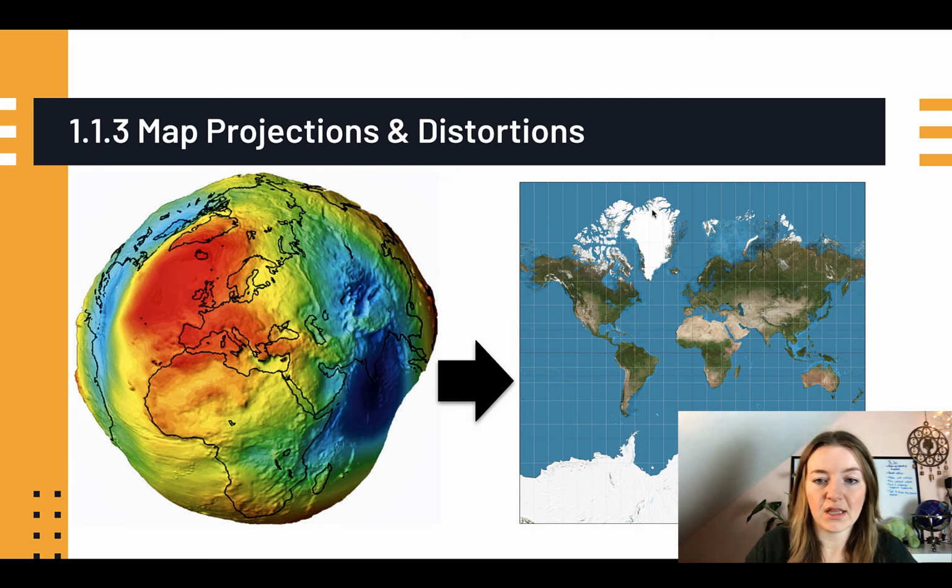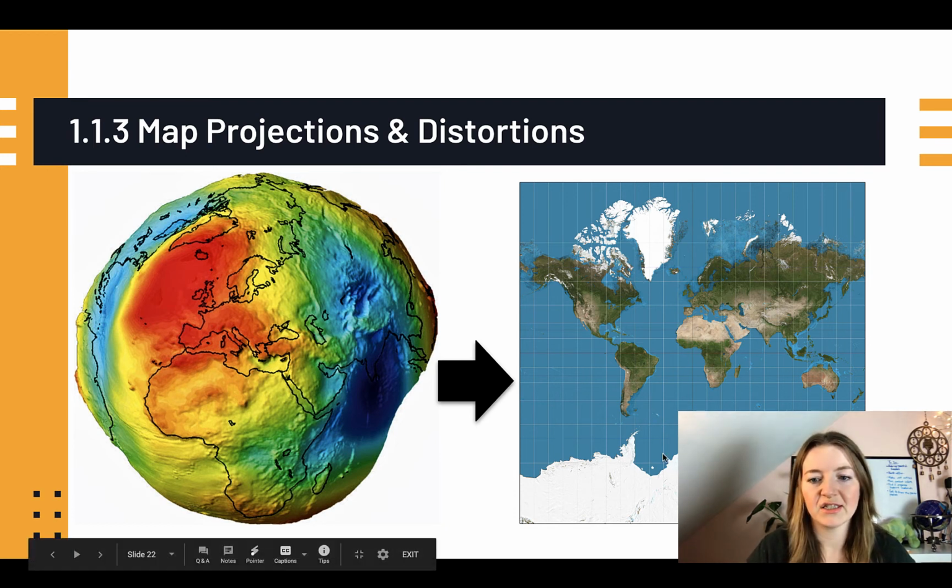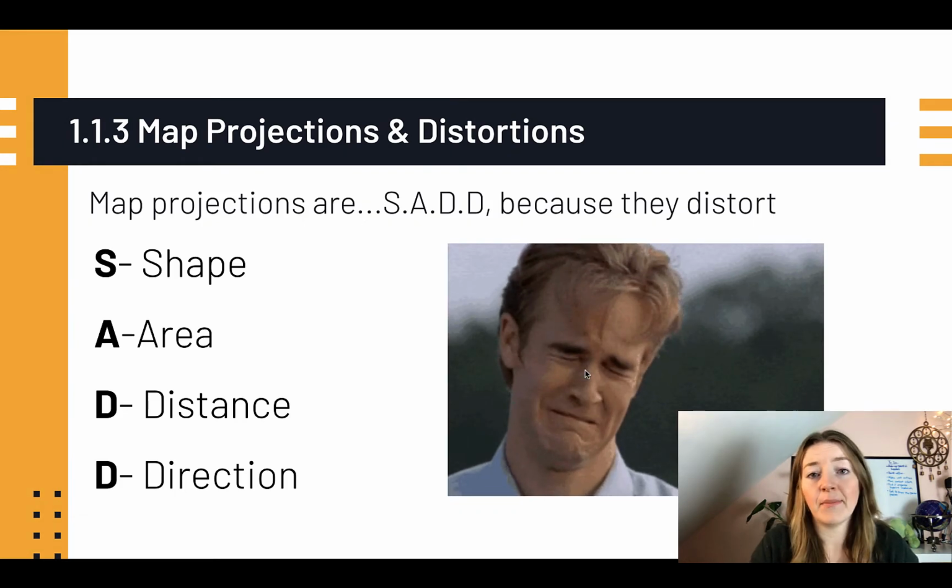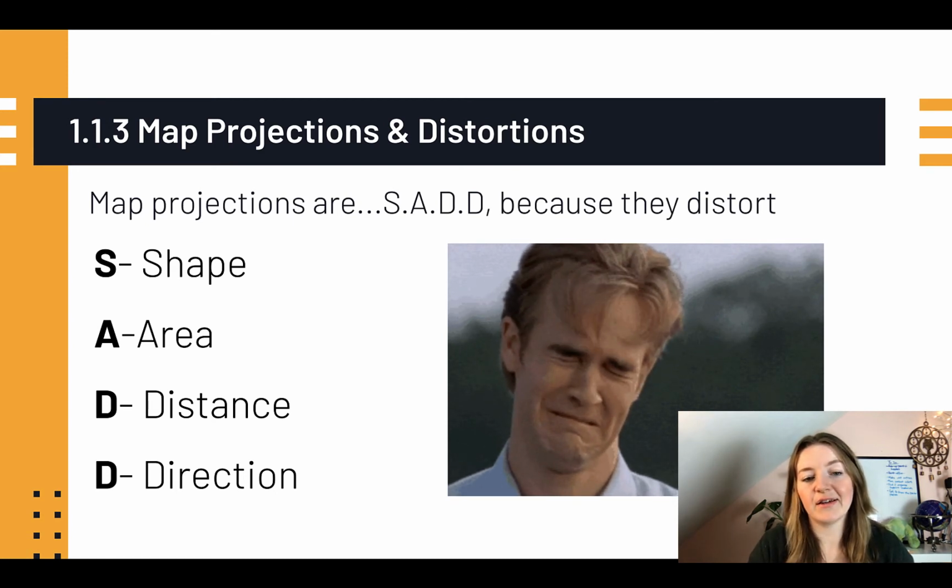So that's why we see things like Greenland looks, in this case, probably even bigger than Africa. Greenland is an island. Now, islands can be pretty big, but it's not that big. And it's certainly nowhere near the size of Africa, which is a huge continent. And Antarctica is not that big. It is not big at all, relatively speaking. Map projections are sad. And they are sad because they distort. And that's shape, area, distance, direction. They distort those four things.